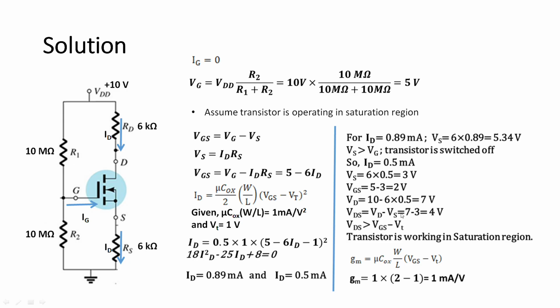Now, after finding VGS, we can use the transconductance equation Gm equals mu Cox W by L into VGS minus VT, and we can find the transconductance of the MOSFET, which is 1 milliampere per volt.